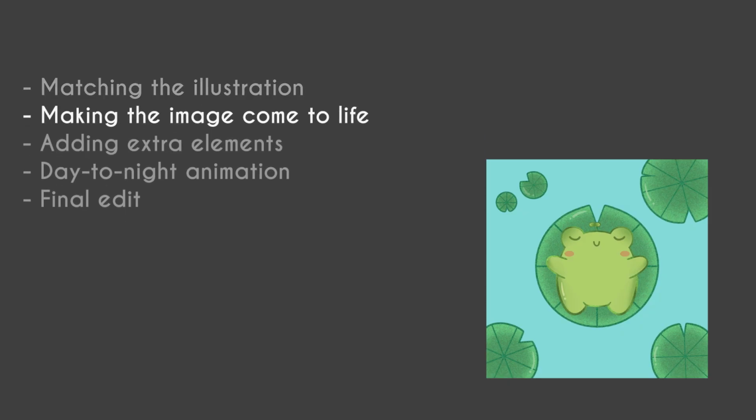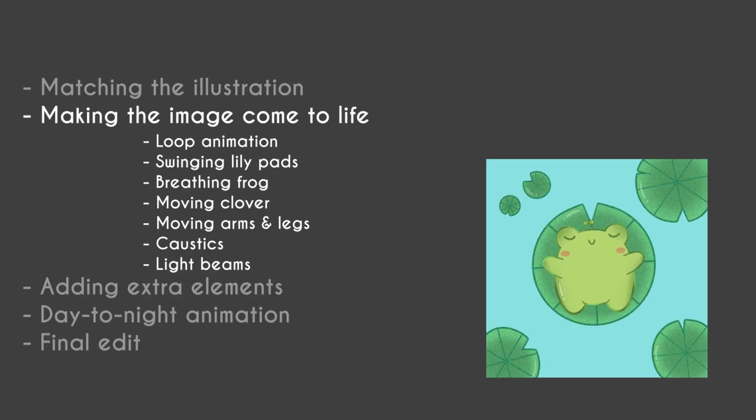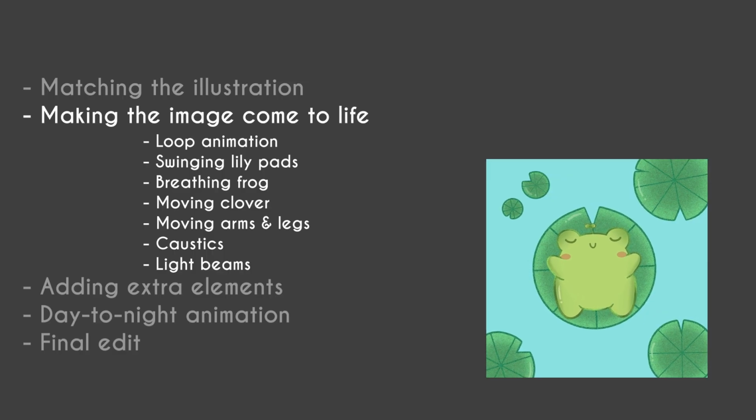The second part of my project was gonna cover making the image come to life to get the most out of the 3D software I was using. Here I decided that it was gonna be a loop animation, which meant the first and last keyframes had to match. I decided I was gonna animate all the objects I'd created. The lily pads were gonna have a swing motion, the frog was gonna breathe, the clover was gonna move, and the arms and legs were gonna move as well.